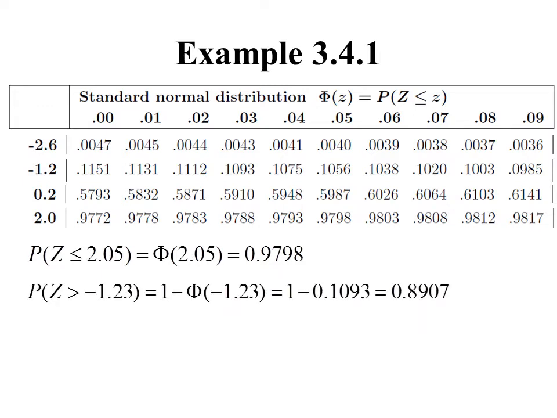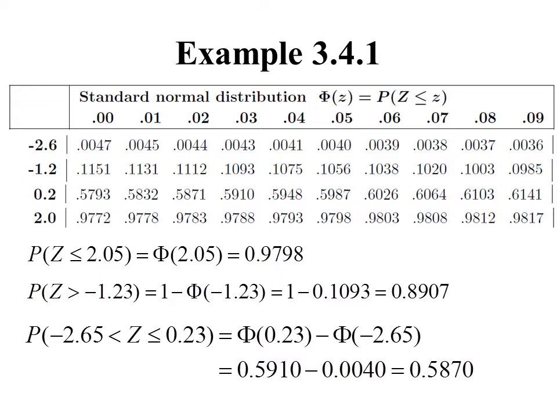Let's look at the probability that z is greater than negative 1.23, which is, by the first property we just listed, 1 minus phi of negative 1.23. So we go to table C1, look up negative 1.2 over to column 0.03, and that gives us phi of negative 1.23. We subtract that from 1, and we get our probability 0.8907.